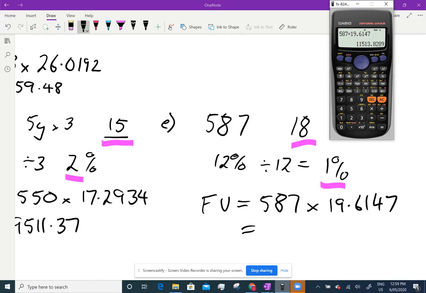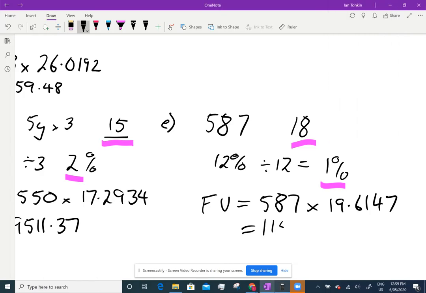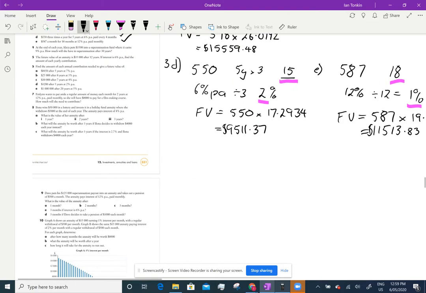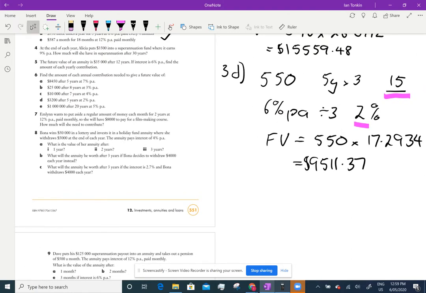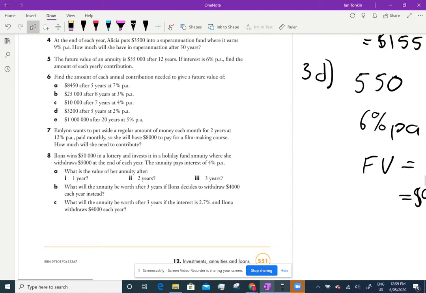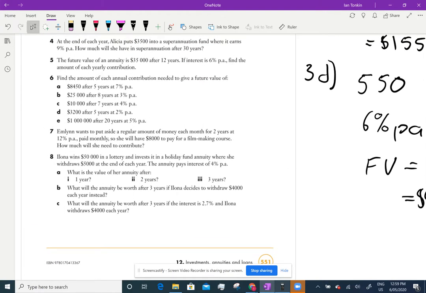11513.83, and that's it. 11513.83. So they're pretty easy. If you go through all of these, you'll see now all these ones here, you're finding the amount that you have to put away.